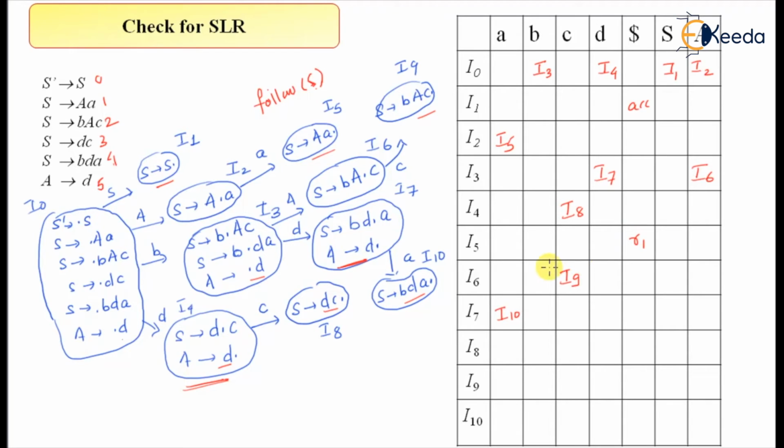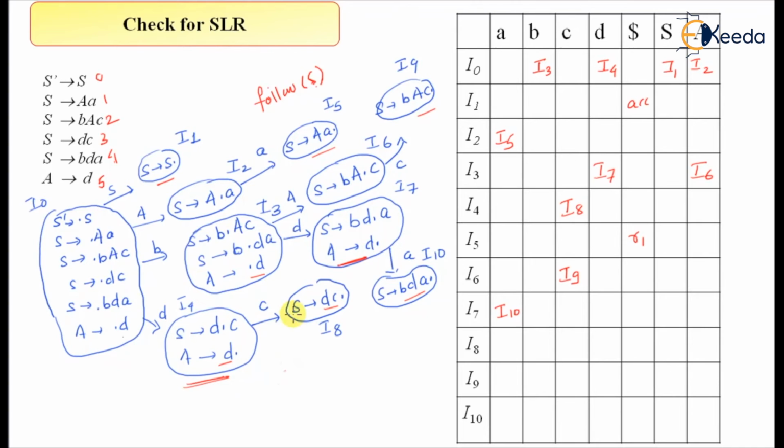Now the next is your I4. Before that, in I4 there is a reduction entry, A derives D dot, and we'll calculate follow of A here. Follow of A: there are two places where we can calculate it. One is A followed by small a, and another place is A followed by C. So follow of A is A and C.